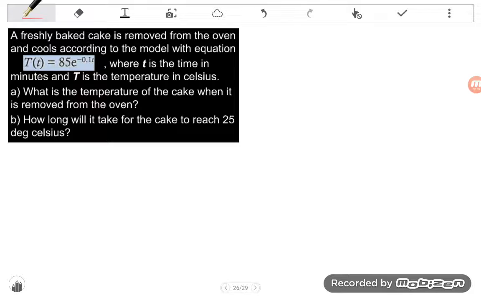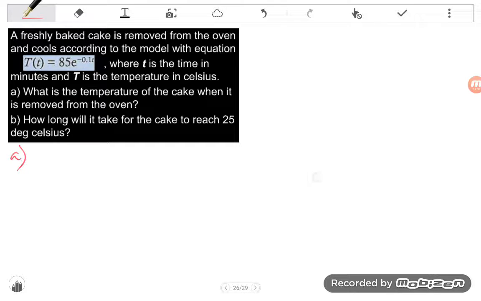So we have a freshly baked cake, and we are taking the cake out of the oven, and the equation that we see here tells us the temperature of the cake given a certain time, right? Time is in minutes, and the temperature is in Celsius. So for part A, what is the temperature of the cake when it is removed from the oven? So we just took it out of the oven.